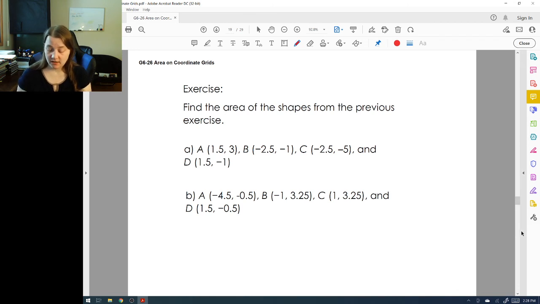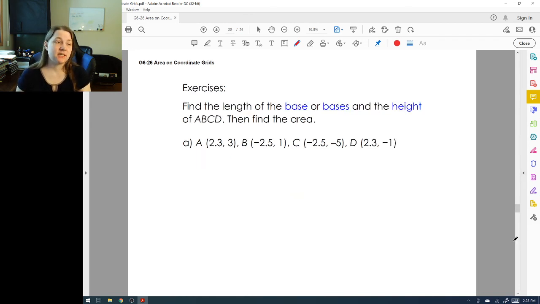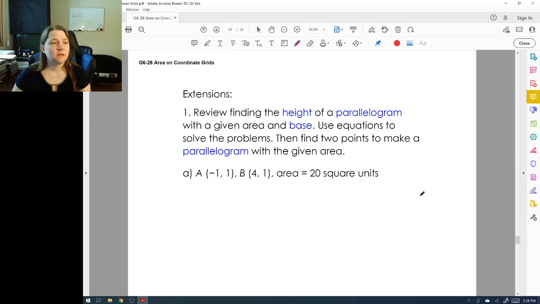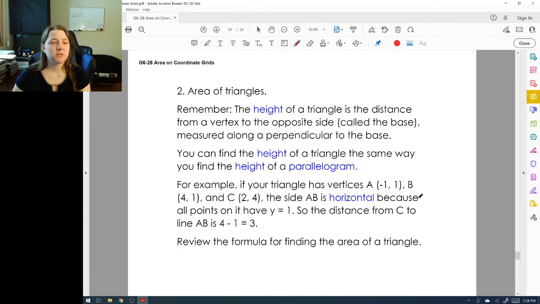Go ahead and find the area of the shapes from the previous exercises if you so choose. Just going to kind of look through the rest of here so you have the opportunity to check it out.